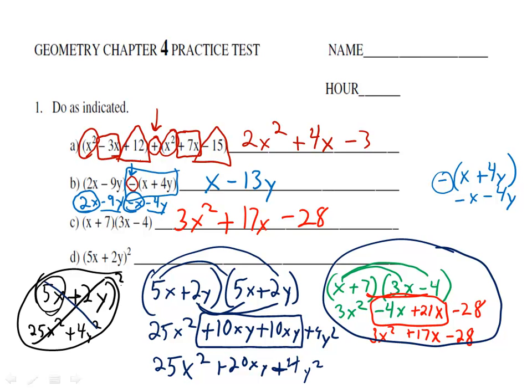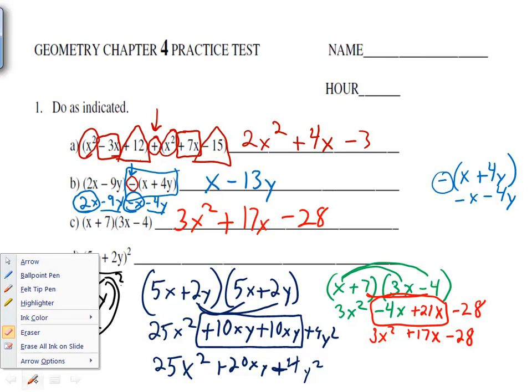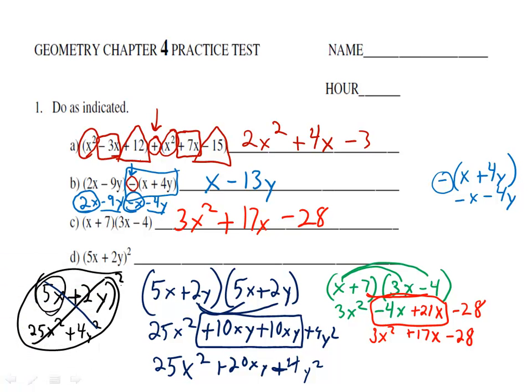Okay, so we'll put that up here. Let's get some of the stuff erased so we can have room to write our answer, huh? Okay, so 25x squared plus 20xy plus 4y squared.